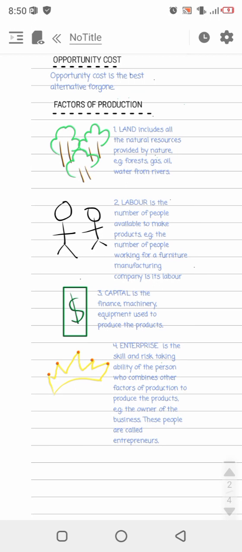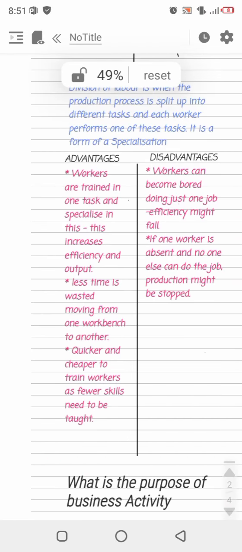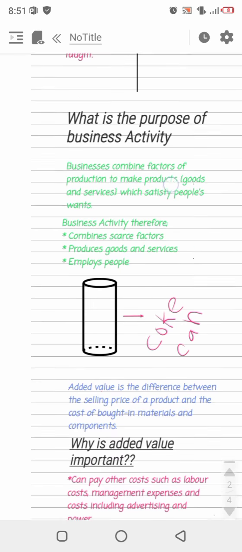And wants are unlimited, and we have scarce resources. We all know that wants are unlimited and we are facing scarcity, and that's the cause of the economic problem also. So in a business activity, we are combining scarce factors of production which are limited, and we are combining all these factors of production to make products and services, and we are giving people what they want, and we are satisfying people's wants. So this is why we do business activity, to satisfy people's wants.